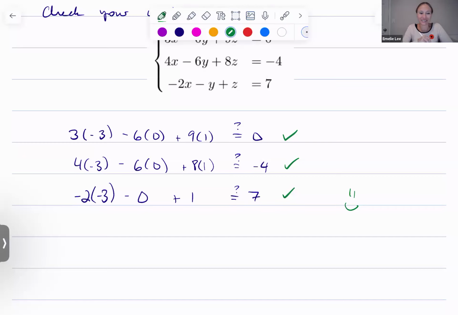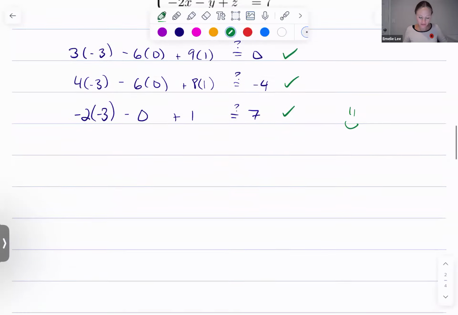You get to celebrate. Okay. Awesome, awesome.